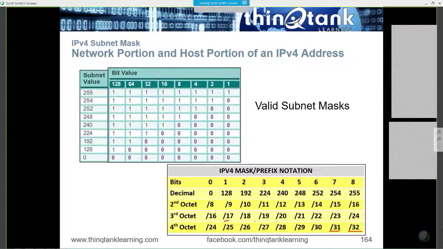19 ones in the mask is a 224 in the third octet. Now, if it's a 224 in the third octet, what does that mean it is in the first and second octets? 255. And what does it mean that it is in the fourth octet? 0. Exactly.